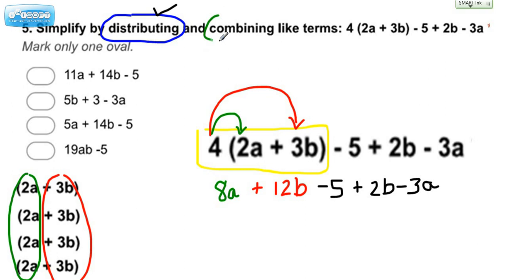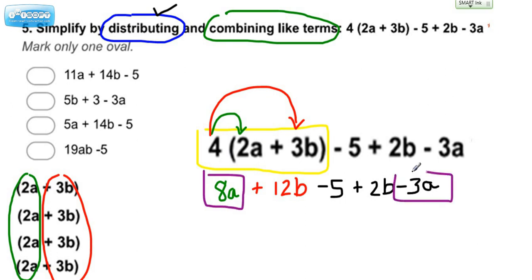Now we need to do part 2, which is combine the like terms. When we're combining like terms, we want to make sure that we're looking for things that have the same variable. So we have a couple here that we can look at. Let's look at this 8a. If we take our 8 apples and we're taking 3 apples away, how many apples do we have left? And the answer to that question is we have 5 apples.